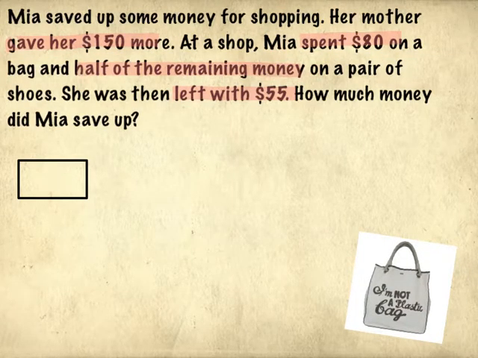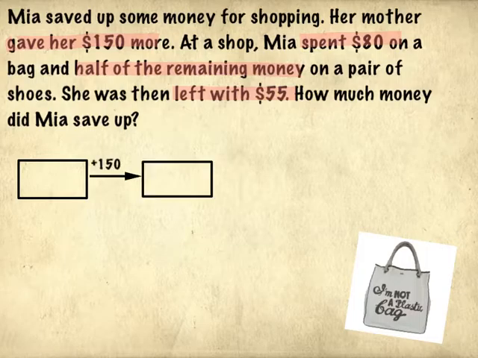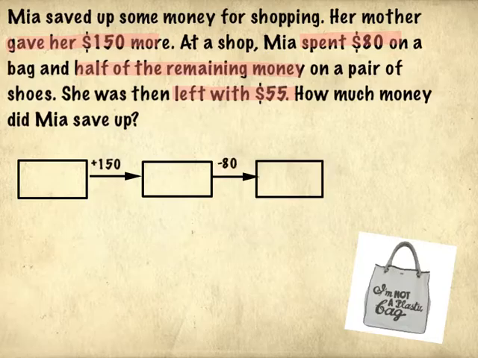To solve this problem, I'm going to start by drawing myself a little map. I've got a box here, and that box is going to represent what Mia started with. I don't know what that is yet, but I do know that next her mother gave her $150 more, so I can write that in as plus 150. I have no idea how much money I'll have because I don't know what it's plus 150, so I'm just going to put another box for now. Next up, she spent $80, so that's going to be take away 80. And once again, I don't know what's going to go in that box because I don't know what I'm taking 80 away from.